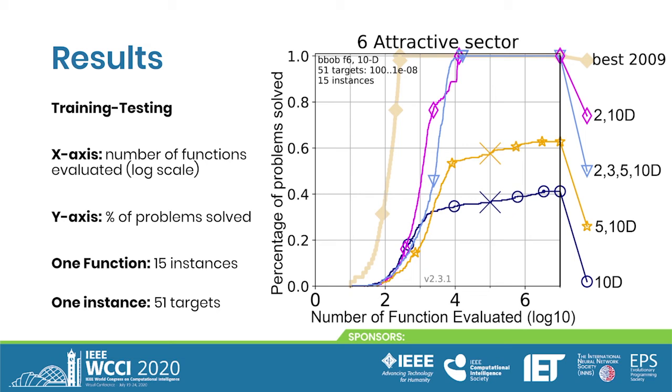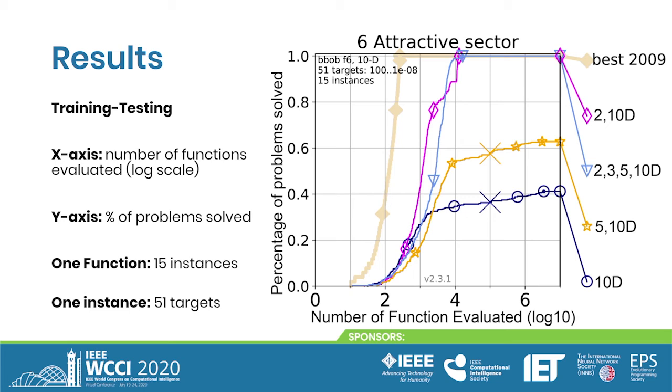This figure is the empirical cumulative distribution. Each of those figures that I'll show is the performance on a specific function, and each function has 15 instances, the random variations of the function, and each instance has 51 targets. The x-axis is the number of function evaluations in logarithmic scale. The y-axis is the pair of instance and target. It shows the percentage of problems solved from 0, nothing, to 1, everything.